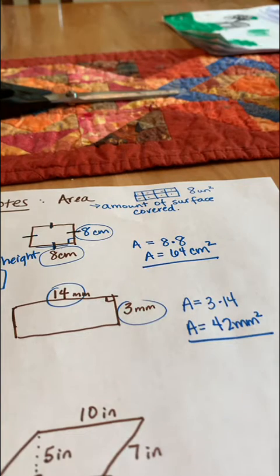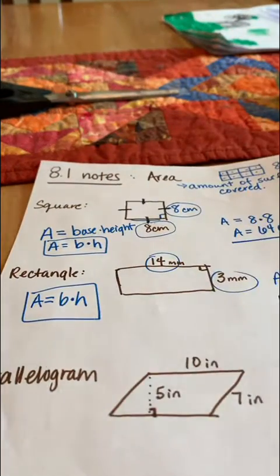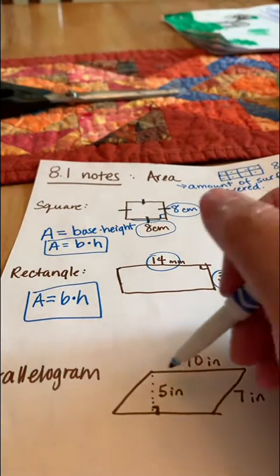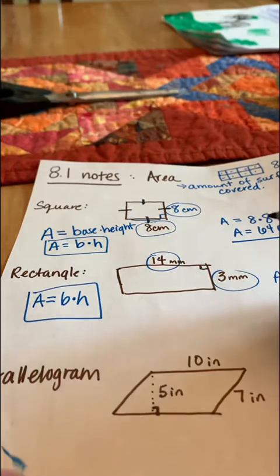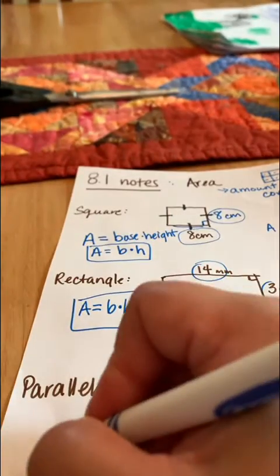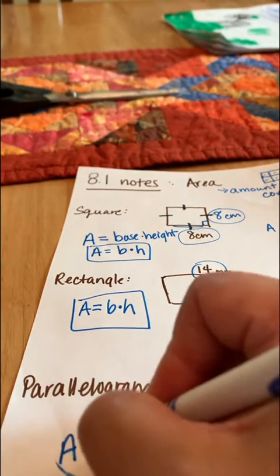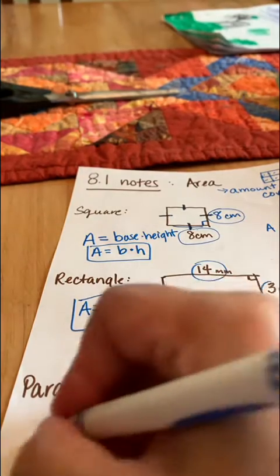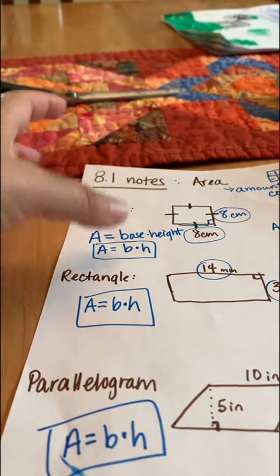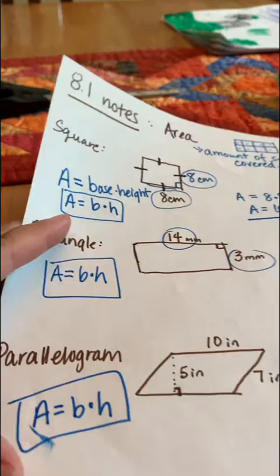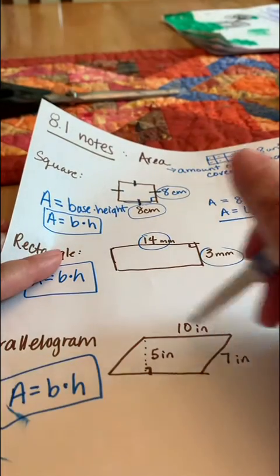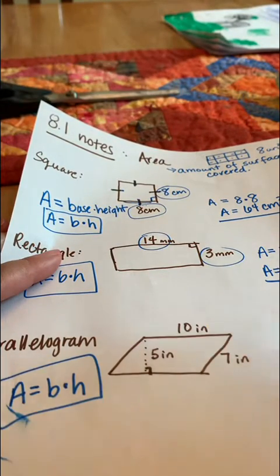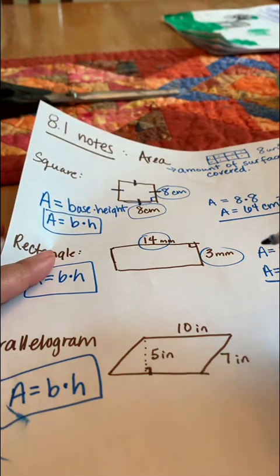When you look at this next one, it's a parallelogram. A parallelogram came from that rectangle. It actually just got pushed over on one side. We use the same formula. Area is base times height for a parallelogram. But when you look at this, I have 3 numbers now. So I need to figure out the base and the height.